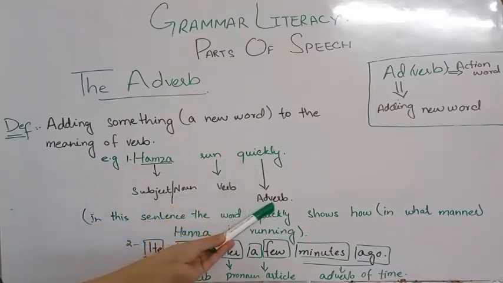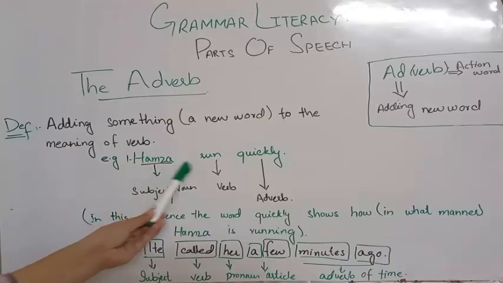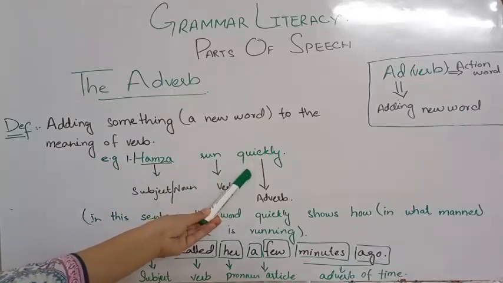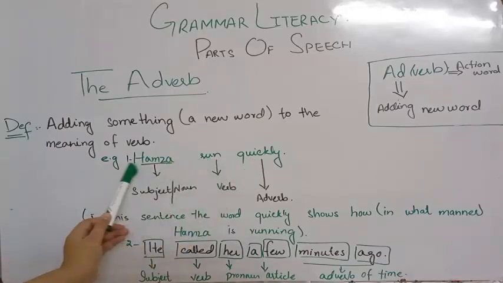Quickly is the adverb, because it tells how he is running, what kind of running he is doing. Hamza could run normally, fast, slowly, or gradually increase his speed, anything. But here Hamza runs quickly. Quickly means fast. So Hamza is running in a quick manner, and the whole sentence now has a different meaning.